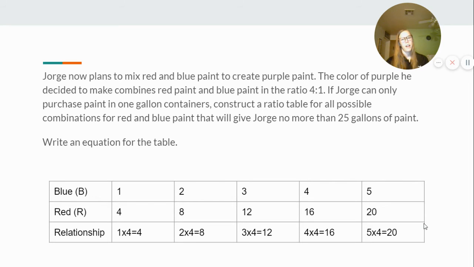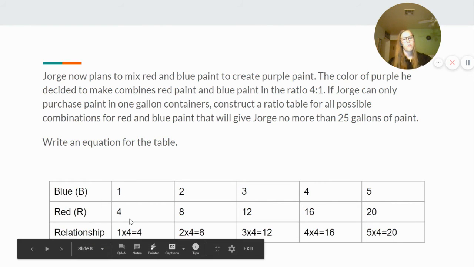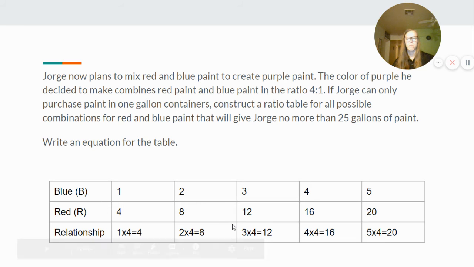So we're going to make that equation. We already have our ratio table. So 1 to 4 for blue and red, 2 to 8, 3 to 12, 4 to 16, 5 to 20. Okay, and then it just shows the relationship. 1 times 4 is 4, 2 times 4 is 8. Okay, that's how we figured out how many red.